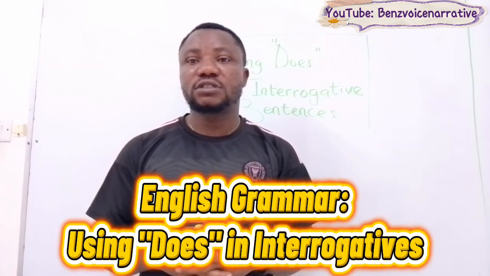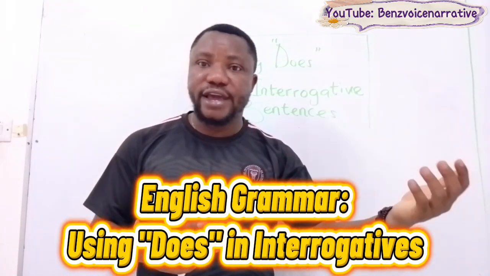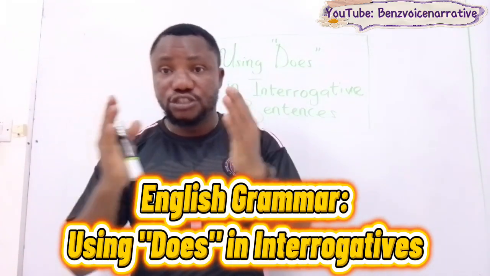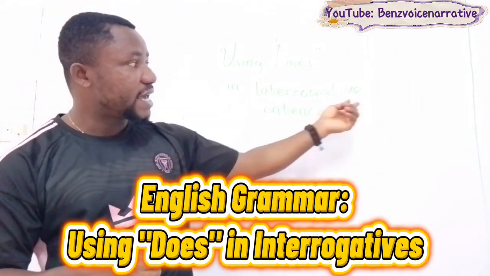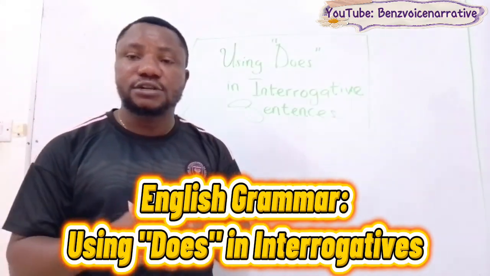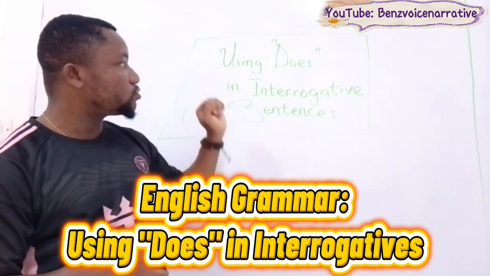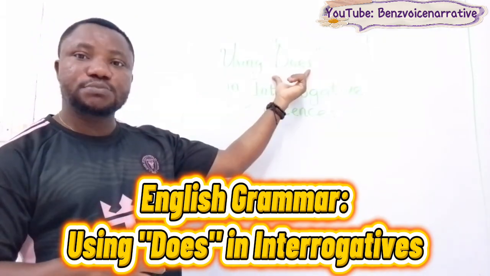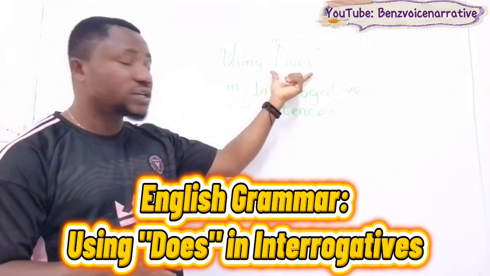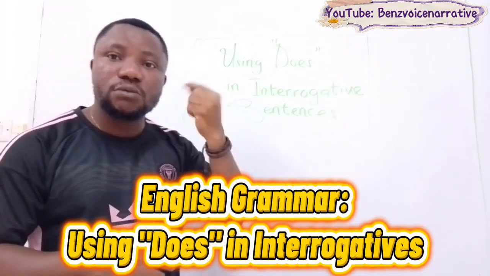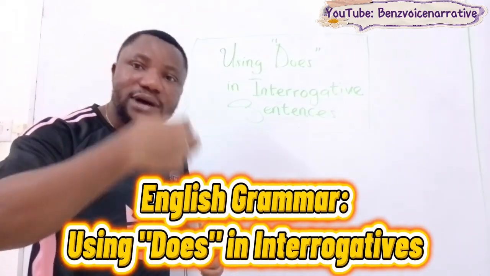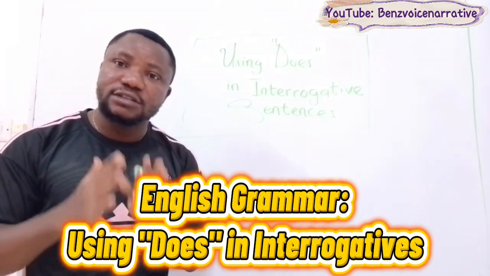What do you want? Are you here? Were you there? Does she like God? Do you love God? These are examples of interrogative sentences in the English language. But in this class, our focus will be on how to use this pro form of the verb, this auxiliary verb does, to ask questions. How do you use does appropriately to ask grammatically correct questions in the English language?